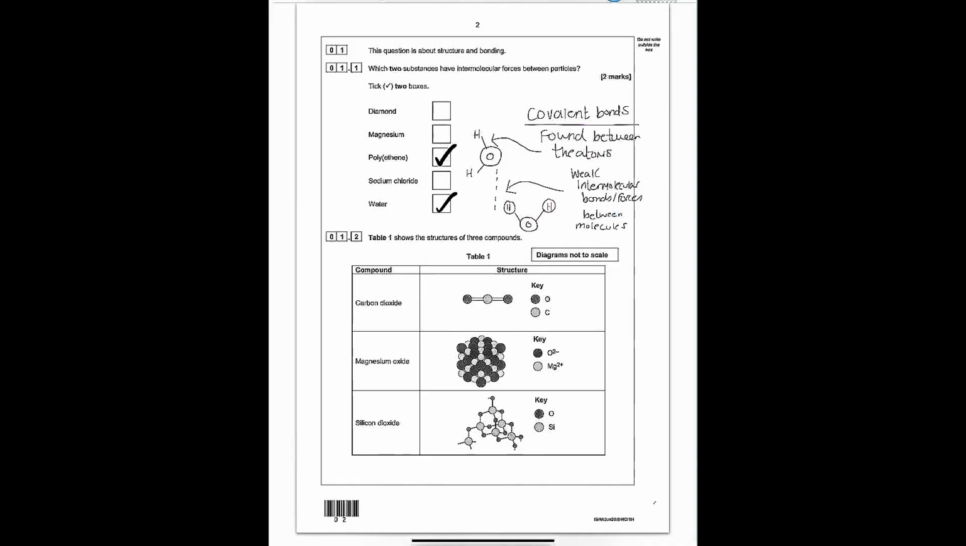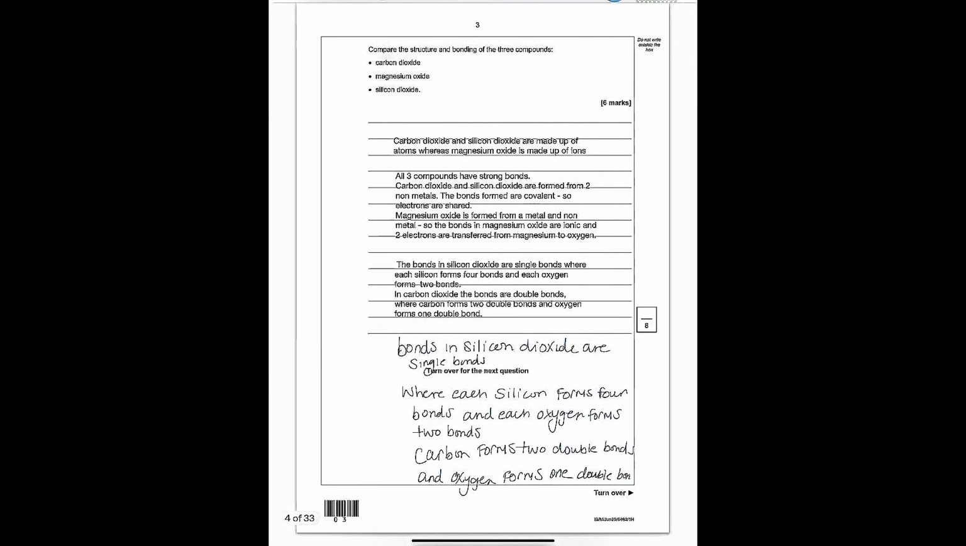Table 1 shows the structure of 3 compounds. Compare the structure and bonding of the 3 compounds of carbon dioxide, magnesium oxide, and silicon dioxide. So let's start off with carbon dioxide. Carbon dioxide and silicon dioxide are made up of atoms, whereas magnesium oxide is made up of ions. Magnesium oxide is actually an ionic compound, okay? So magnesium oxide is an ionic compound. I'm just going to write it there. And it's to do with ionic bonding, where electrons are being transferred, they're not being shared, okay? And obviously with ionic bonding, it involves ions, not atoms.